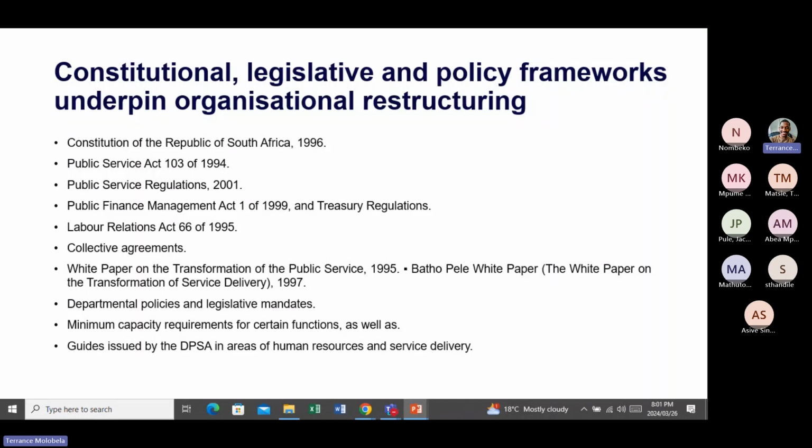Your Public Finance Management Act of 1999 and Treasury Regulations is one of those legislative frameworks that helps you as an organization to have healthy financial bills within your organization, to follow the roles or duties of an accountant, your CFO, Chief Financial Officer, and so forth. All this you'll find within this act. And then the Labor Relations Act: everybody has a right to join any union, and not to be dismissed unfairly.